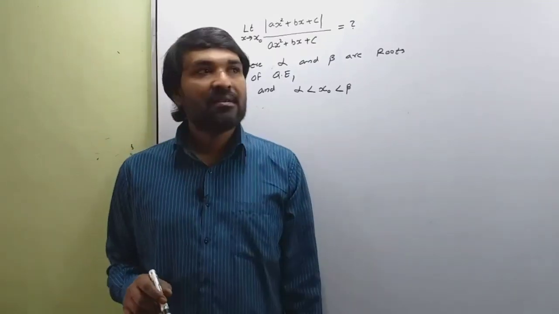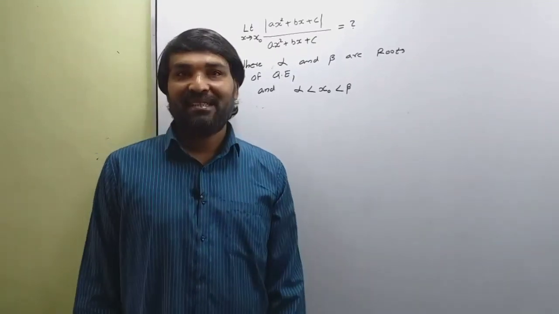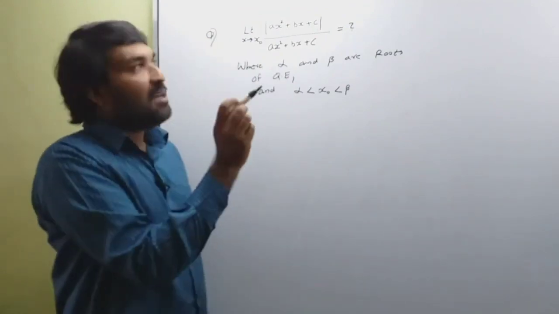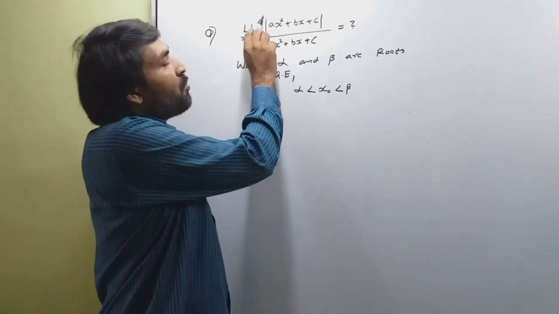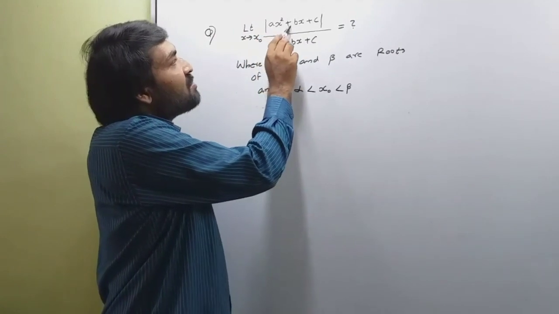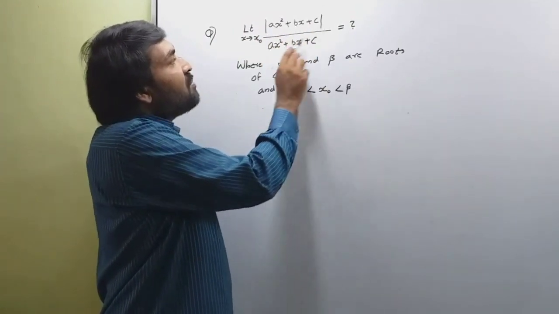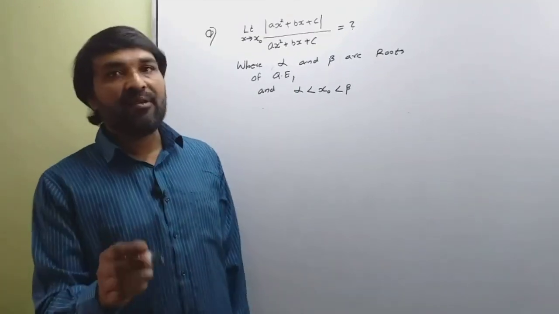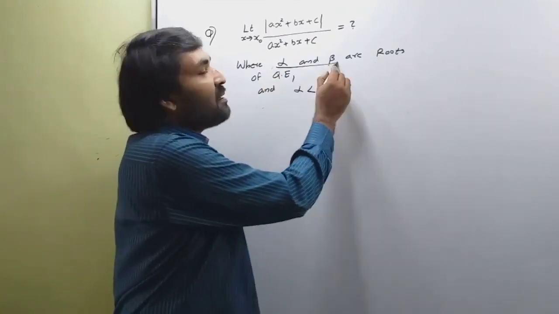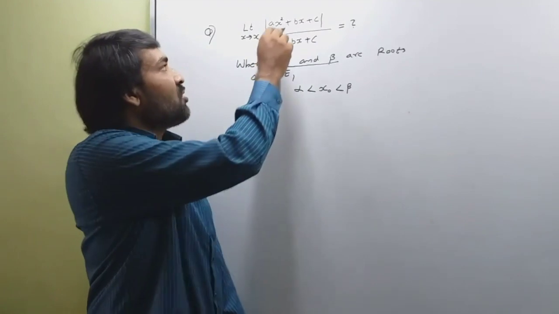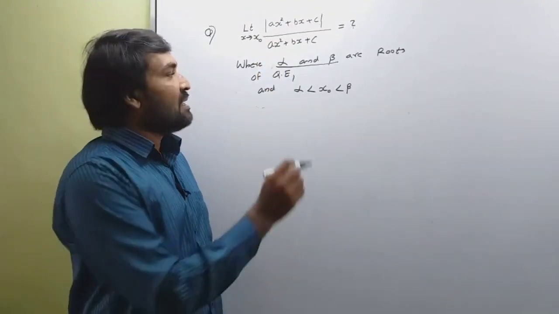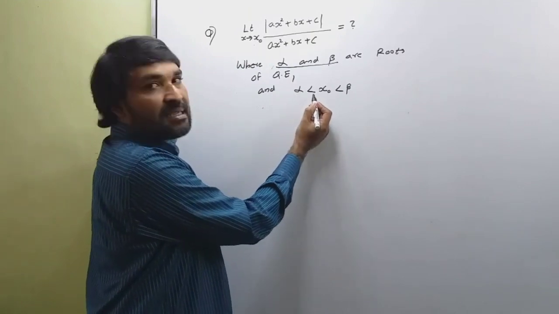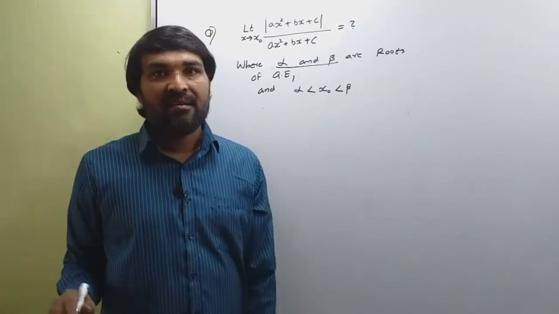In this class, we are going to discuss some questions in limits. Now, our first question is limit x tends to x naught of mod of ax square plus bx plus c divided by ax square plus bx plus c is equal to what? Here, given alpha and beta are the roots of this quadratic expression, such that x naught satisfies alpha less than x naught less than beta.